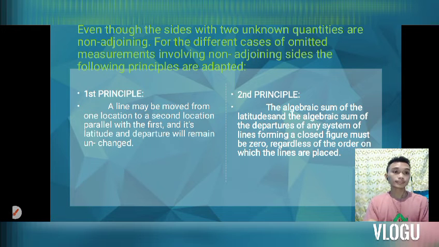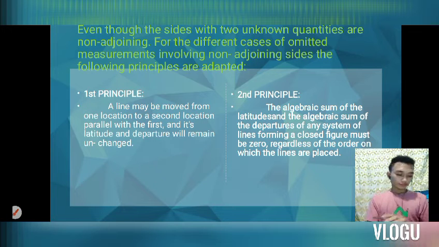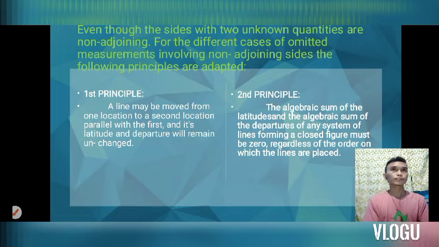So to be exact, regardless of the order in which the lines are placed. So there are no variations. For example, our line is connected to the other sides. We can rejoin or adjoin it by other sides, since it is regardless of the order. Okay, next.